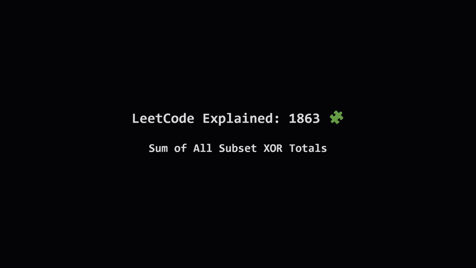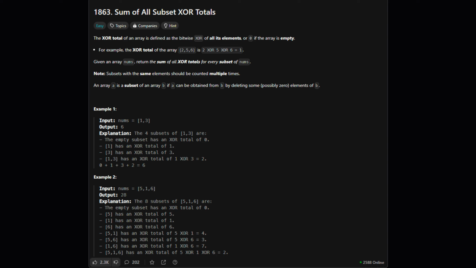Hey everyone, welcome. Today we're diving into Leetcode problem 1863, sum of all subset XOR totals. It sounds a bit complex with XOR and subsets, but don't worry, we'll break it down step by step and find a surprisingly neat solution. Let's get started.